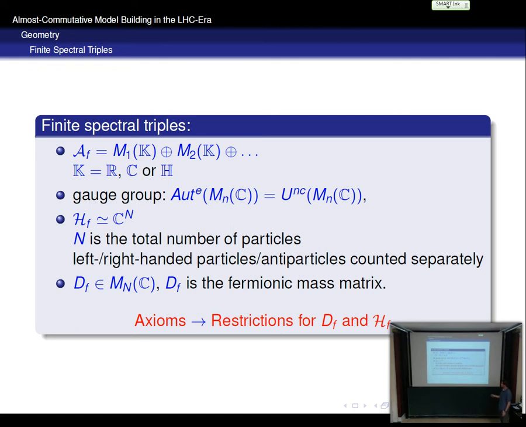And the Dirac operator is just the fermionic mass matrix. In the end, it encodes the Yukawa couplings and possible quantum masses. So the basic point, which makes the whole setup interesting for particle physics, is that the axioms put strong restrictions on the choice of this mass matrix and also on the Hilbert space. What I will be playing around with here is the number of summands in the matrix algebra. So usually we put 3 or 4, but you can go bigger. And I'll be playing in a really simple and a bit oversimplified way.